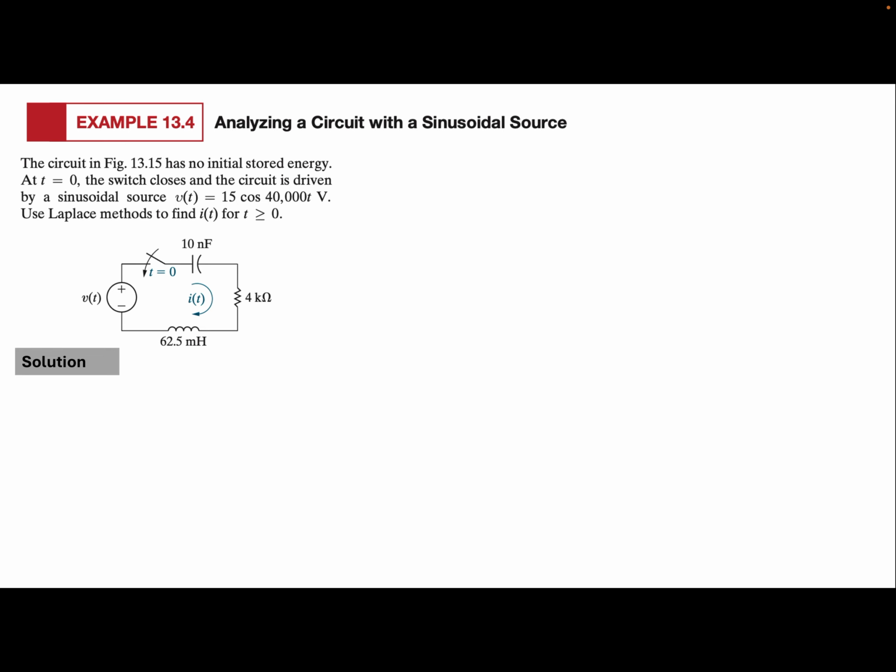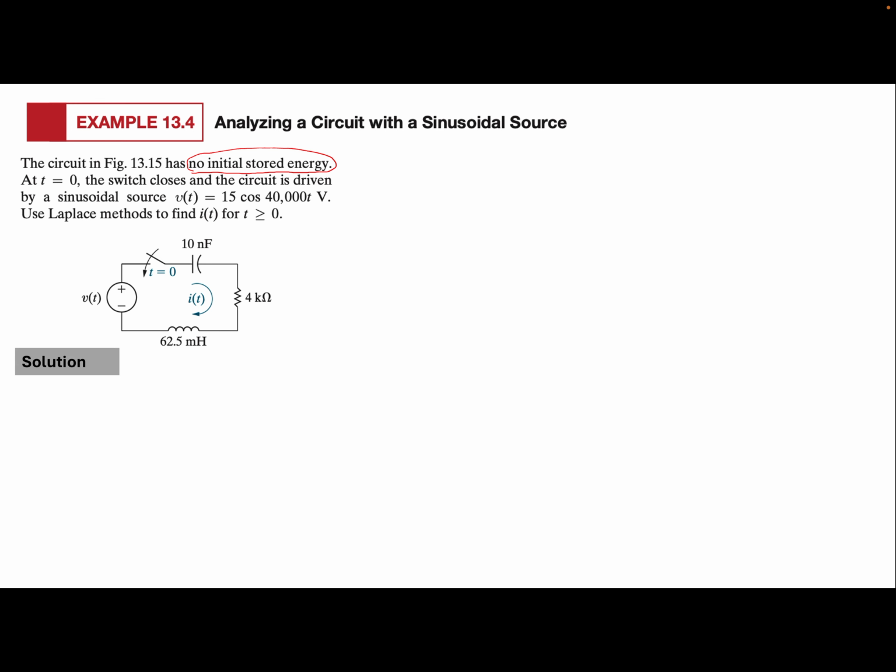So here's an example where you have a series RLC circuit. Your resistance is 4 kilo ohms, inductance 62.5 millihenry, and the capacitor 10 nanofarad, all connected in series. When the switch gets closed, the source v of t gets connected to the circuit and starts supplying energy. The good thing is no initial energy is stored, so we don't need to worry about initial energies, and things will become simple when we model the inductor and the capacitor. We are not going to model them as series and parallel elements; it will be a very simple Ohm's law modeling where we can just represent them as an impedance.